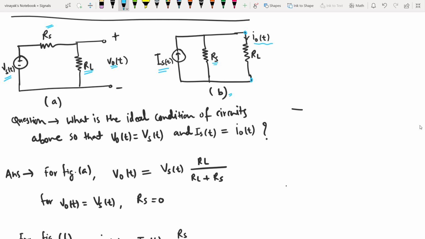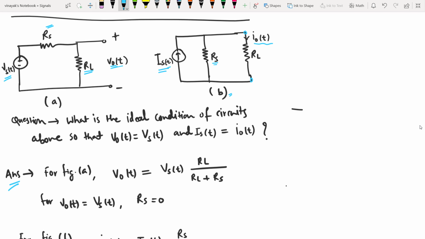So the question here is, what is the ideal condition of these two circuits A and B so that the voltage V of t will become equal to Vs of t, and in figure B, what is the ideal condition in which the output current I of t will be equal to Is of t, the input current. For figure A, we have an answer: we can simply apply the voltage divider rule to this figure A.